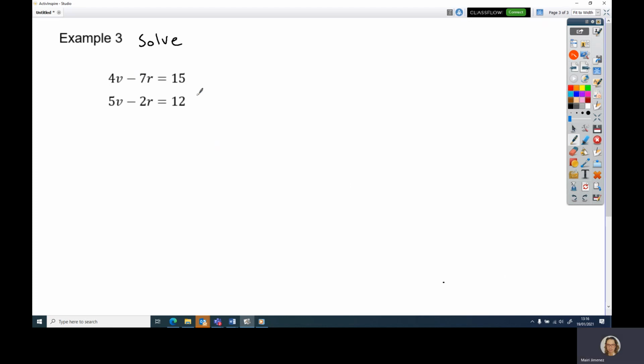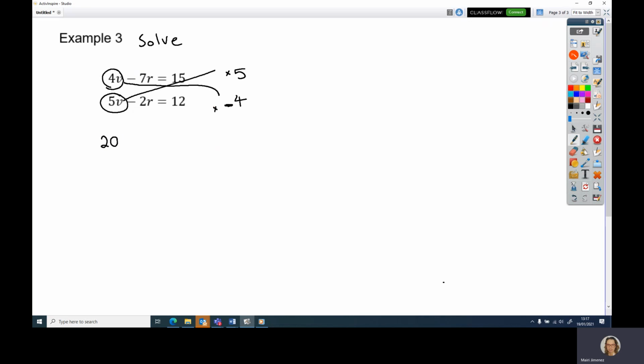Solve the equation for V and R. So this time we can deal with the 4V and the 5V if we want. So multiply the second equation by 4 and the first equation by 5. But I think it's better if we make one of them negative, because at the moment 4V and 5V are both positives. So let's multiply the second one by -4. So go and write that. First equation by 5, second equation by -4.